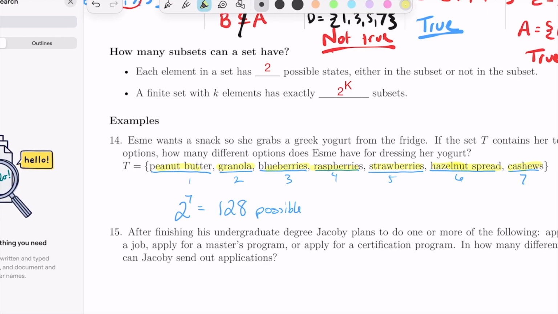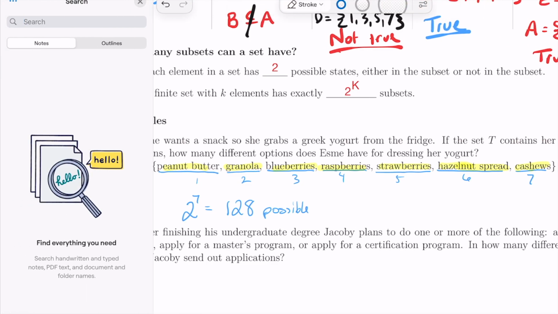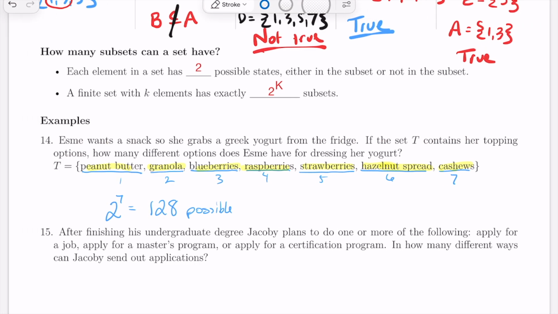And in fact, the one that most people tend to forget in my experience is the one where she doesn't put any of them on. She has just plain yogurt. She's still going to eat the yogurt. That is one of them. But if you had to list every possible way to do this, many people do forget that that plain option, the one without any toppings at all, is still an option.